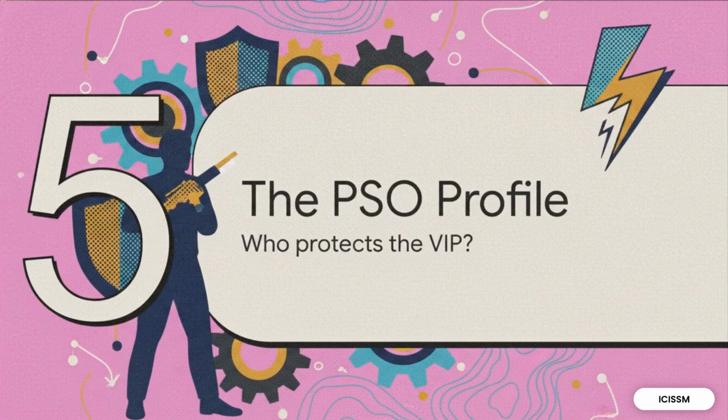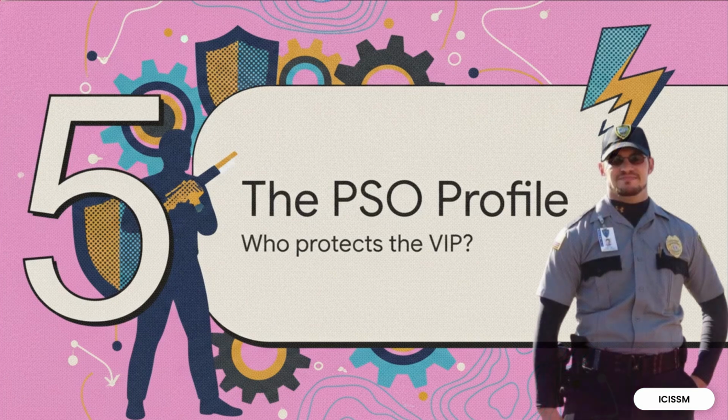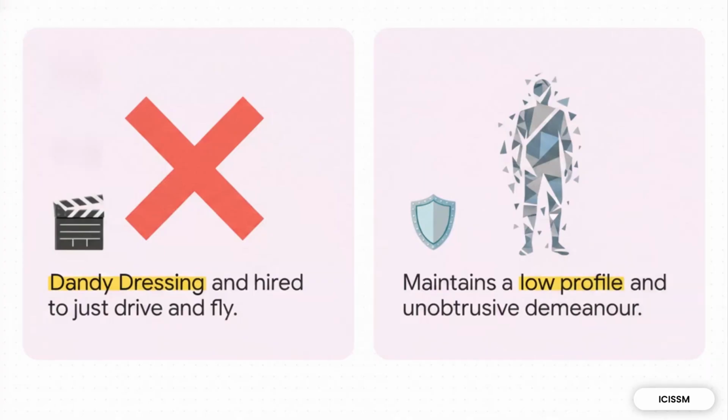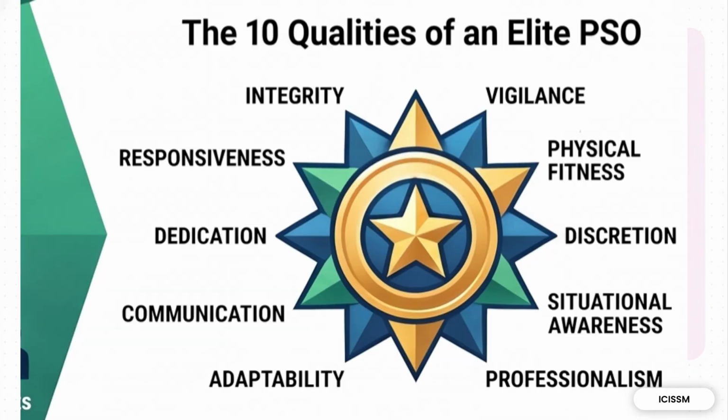Section 5. The PSO Profile. Who exactly protects the VIP? We all have that Hollywood myth in our heads, right? The dandy-dressing James Bond type hired to drive fast cars and fly helicopters. But the PSO reality is the exact opposite. A real security officer relies on an unobtrusive demeanor, a strictly low profile, and honestly, an average personality. The whole goal is to blend in seamlessly. Invisibility is their ultimate defense, right up until the exact second they're needed.